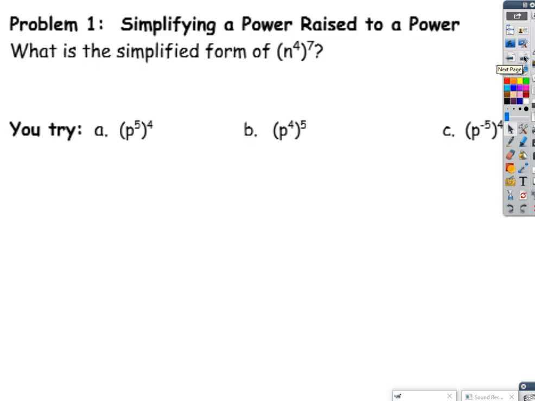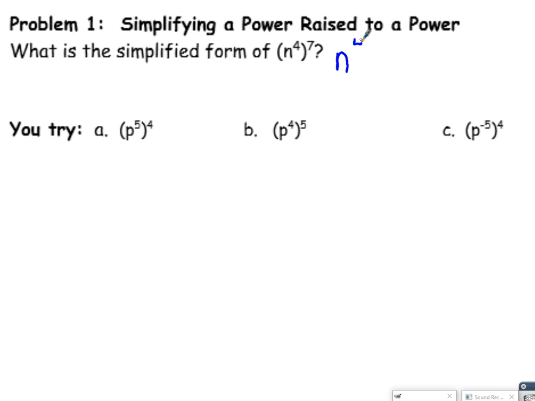So here's one example, simplifying a power raised to a power. What is the simplified form of n to the 4th power raised to the 7th? Remember, we multiply, so n to the 4 times 7 equals n to the 28th power. Pause the video here as you do the You Try A, B, and C. In C, don't forget your negative exponent rule.